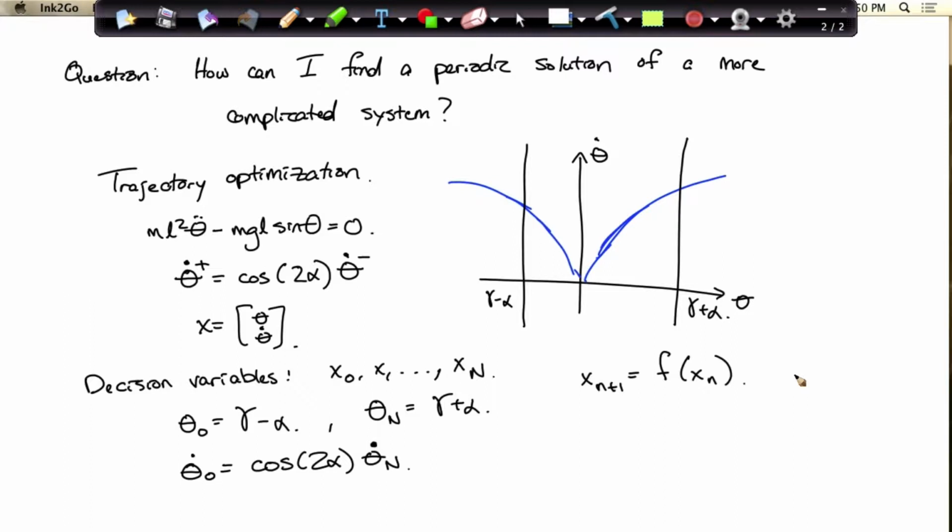Yeah, you're absolutely right. I didn't even think to say that because our formulations of these dynamics allow dt to be a decision variable also. But you're right. I should put in the time step as a decision variable. Good call.